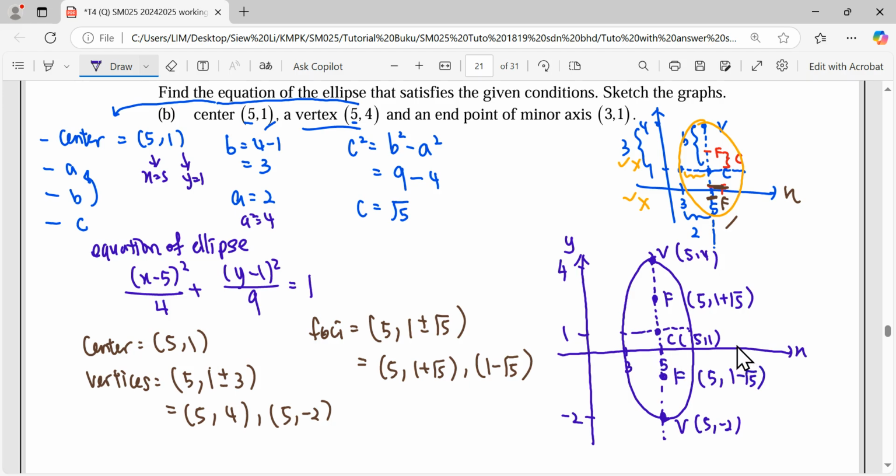So make sure our diagram is labeled with the vertices, focal points, and the center, then the x-axis, y-axis, and lastly the origin. And besides labeling the point, the coordinates should be stated. So that's all for this question. Thank you for watching.